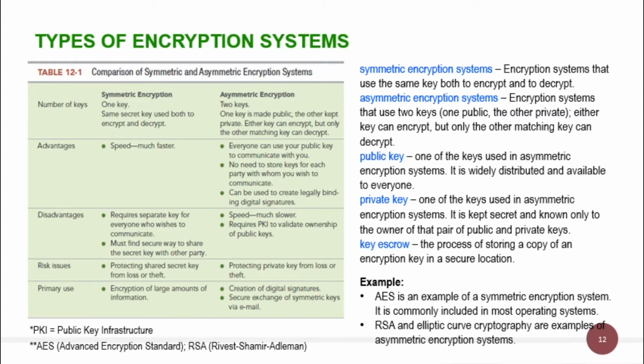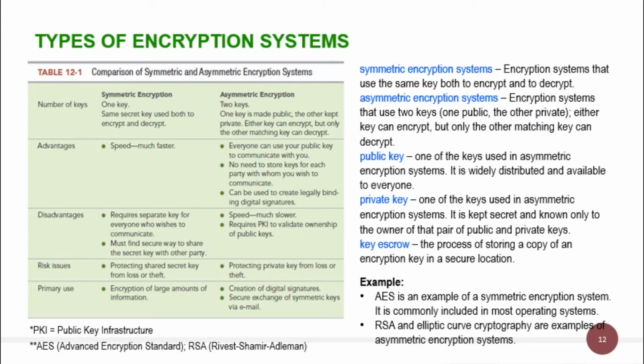This type of encryption system, there is a symmetric encryption system and an asymmetric encryption system. The difference is symmetric only has one key, but an asymmetric system has two keys. Both have advantages and disadvantages. You may read it in Table 12.1, the comparison between these two.